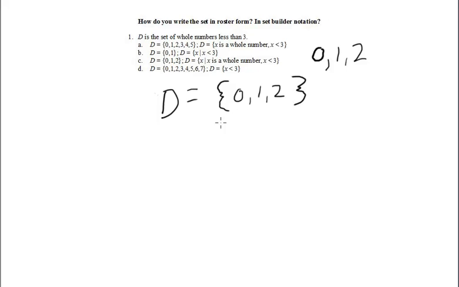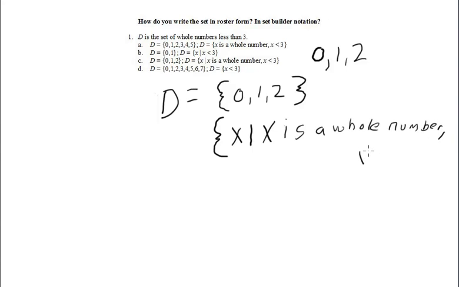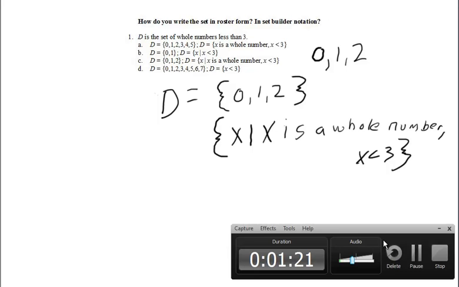That's roster form. Then set builder notation, the specific form. We write x, this vertical line, which means such that, x is a whole number, comma, and x is less than 3, with the brackets at the end. So again, it's read x such that x is a whole number and x is less than 3. And that's number 1.